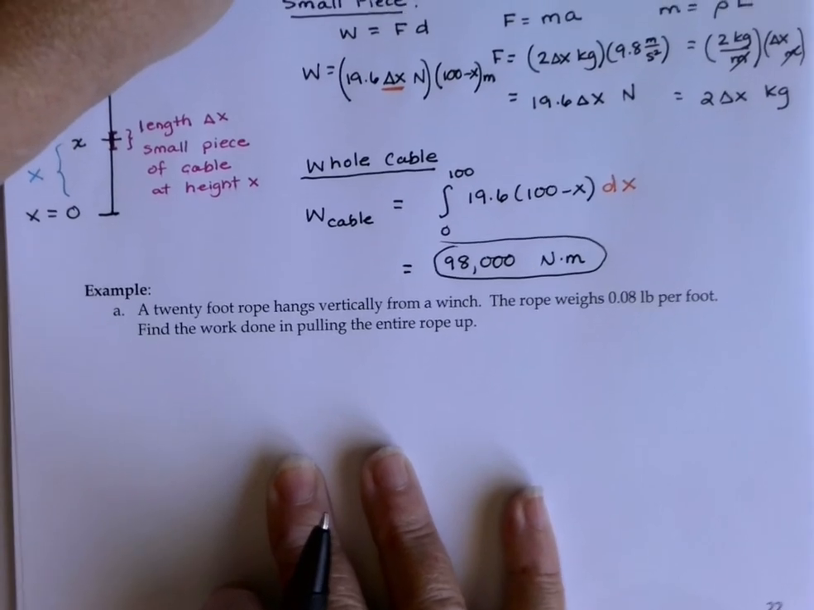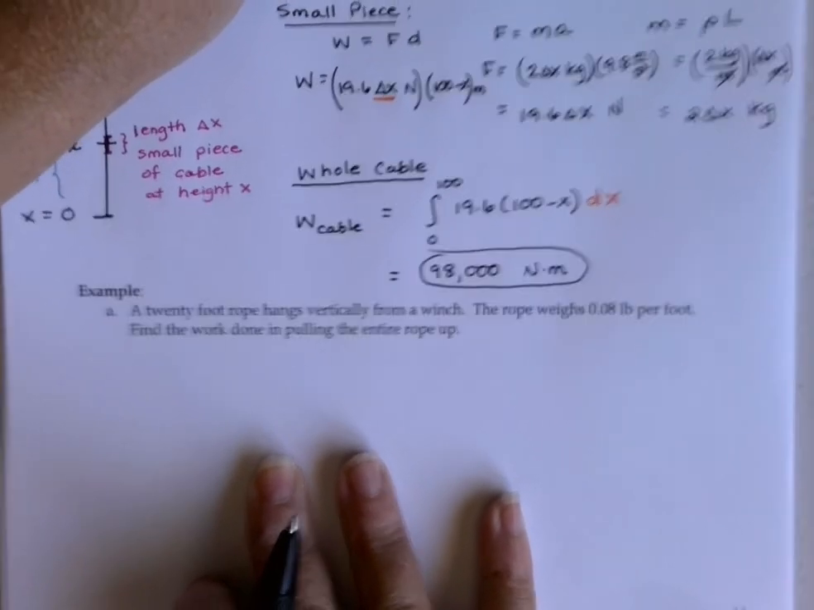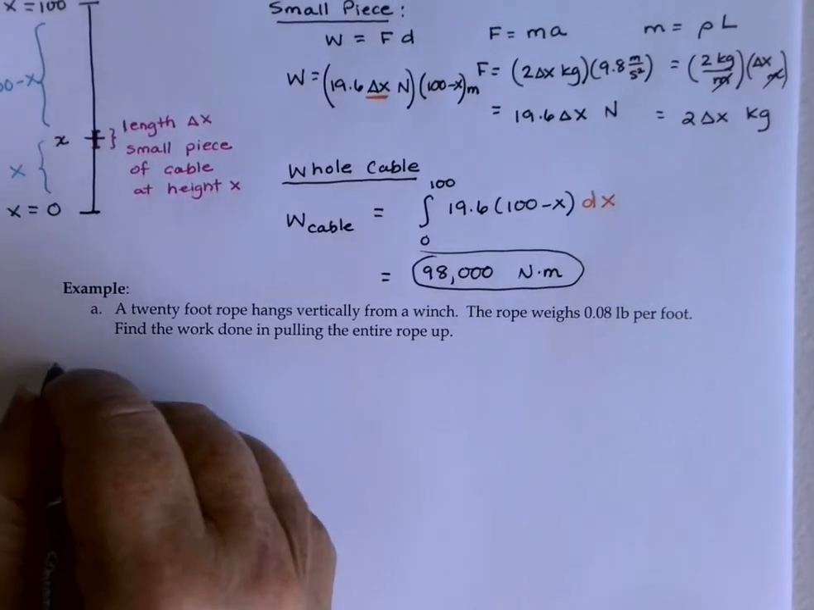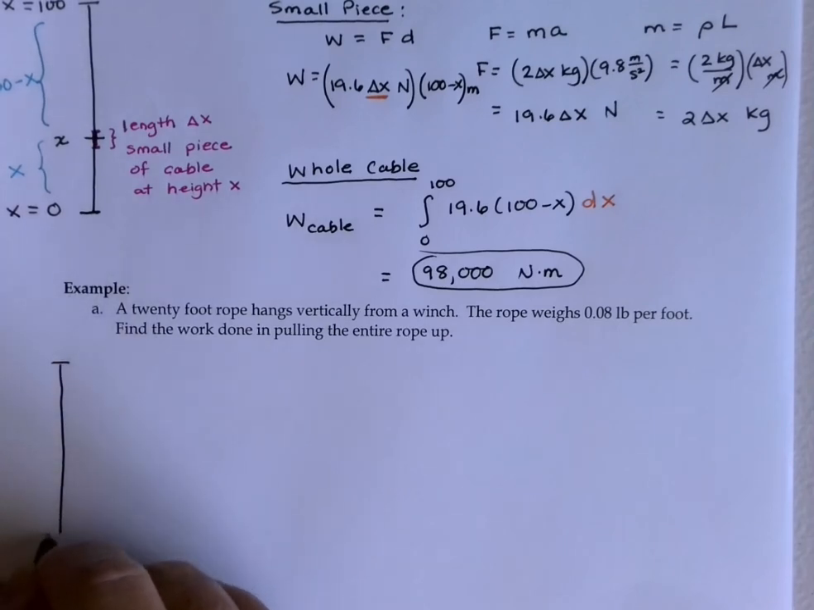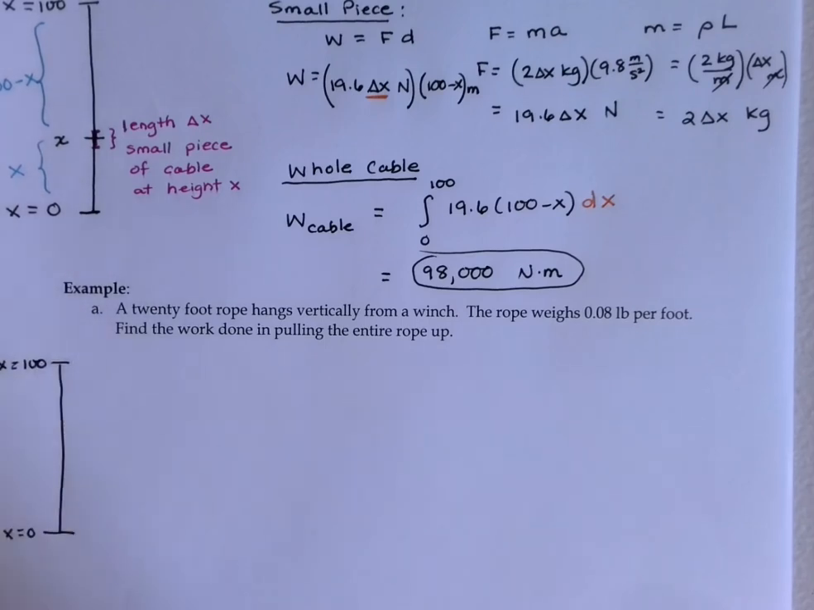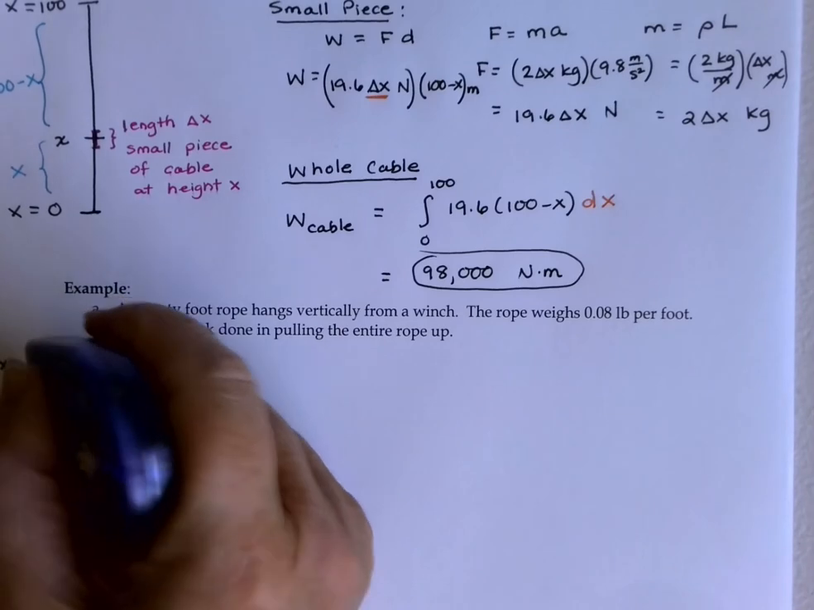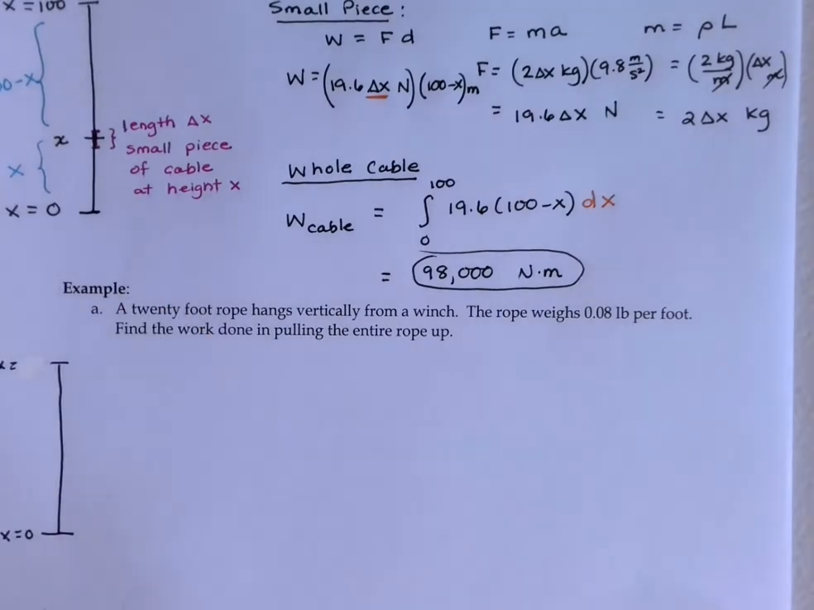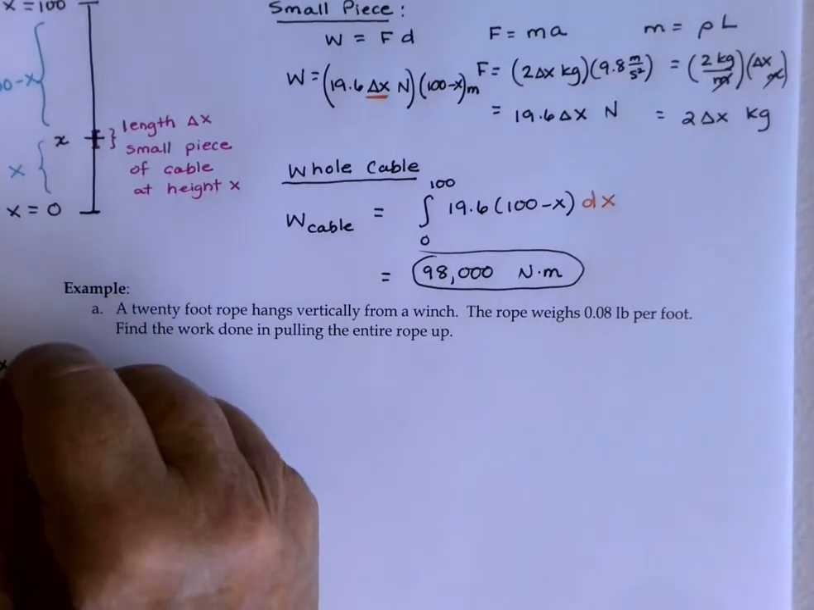So, same basic diagram. We're going from x equals 0 to, oops, x equals 20, not 100 this time. Right. 20-foot rope.